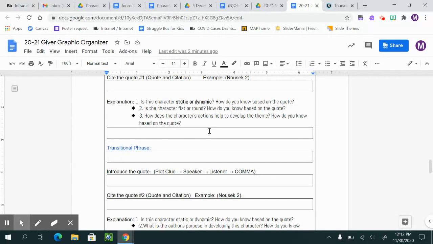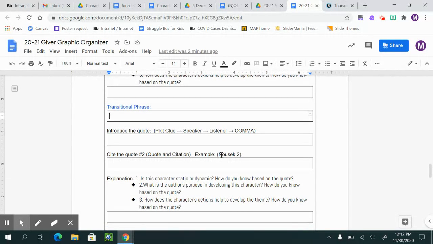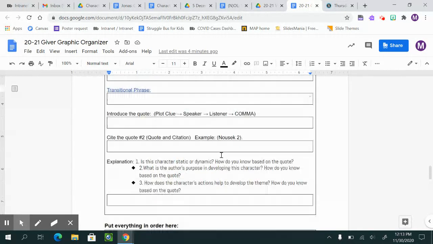How do you know this based on their quote? Then, how do the character's actions help to develop the theme? How are they acting? How does that tell me that without emotion, society becomes less human? How does this tell me that conformity is not a good thing? And make sure that you explain how you know this. Then you're going to repeat the same thing, but add in your transitional phrase. Furthermore, the development of Jonas as a character is seen when he does blank. Furthermore, the character of the Giver is seen as he develops so and so. And go through that same process.